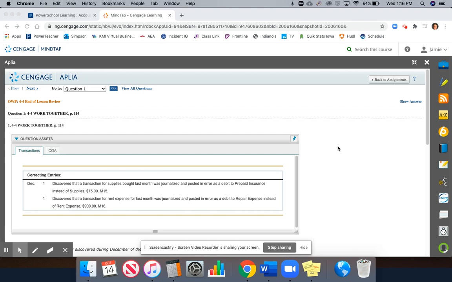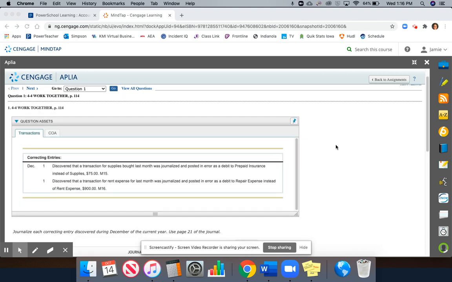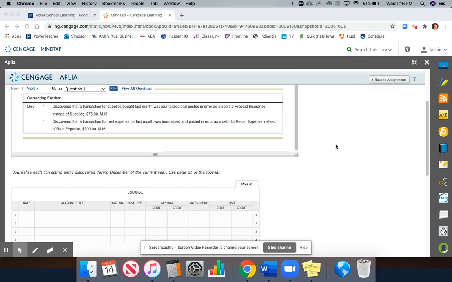For 4-4 work together, we have a couple of different tasks. The first one is we need to do 2 correcting entries. So on December 1st, we discovered that we had 2 incorrect entries that were posted, so therefore they require a correcting entry. So we journalized an error, it was posted, and therefore we need a correcting entry.